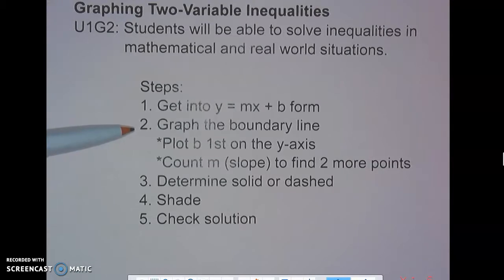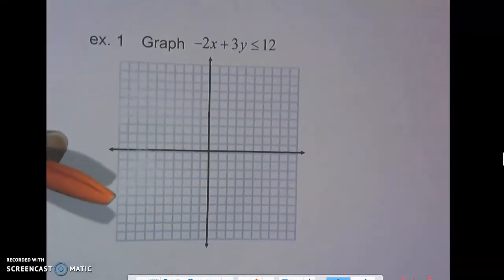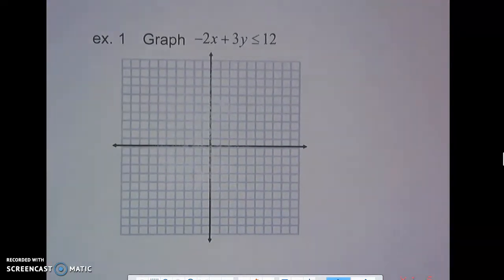Then we're going to graph the boundary line. So remember, we do that by finding m and b. We begin with b, the y-intercept, and then count the slope. We need a total of at least 3 points on your graph. You're going to determine if it needs to be solid or dashed. And then we're going to shade depending on what type of inequality symbol we have. So we're just going to look at a couple of examples of this.